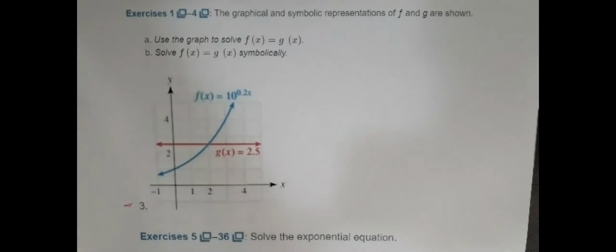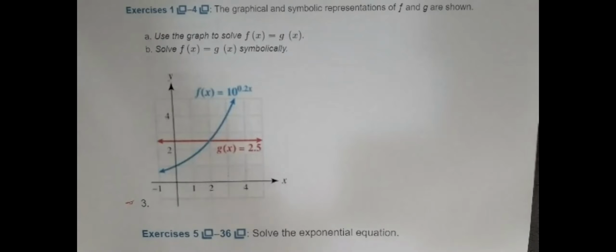So exercise 3, we want to use the graph to solve f of x equals g of x. And then we want to solve this thing symbolically. Okay, so if we're solving an equation with two functions, what is our solution going to look like? What are we looking for? What does the solution look like graphically? Have we talked about that? I feel like we have, but it's been a minute maybe.